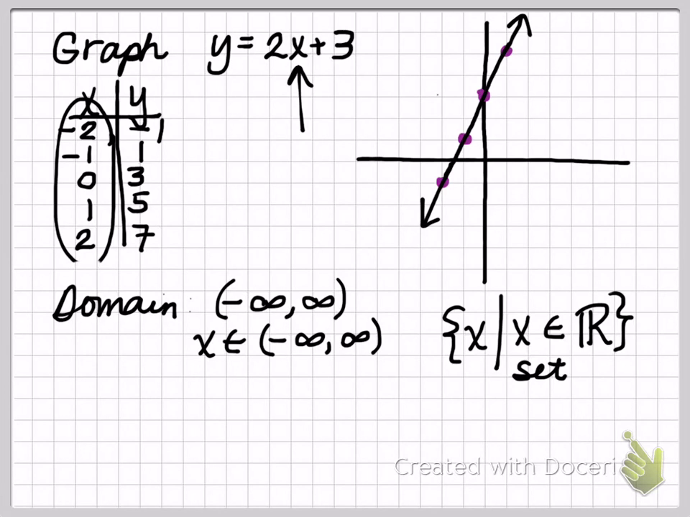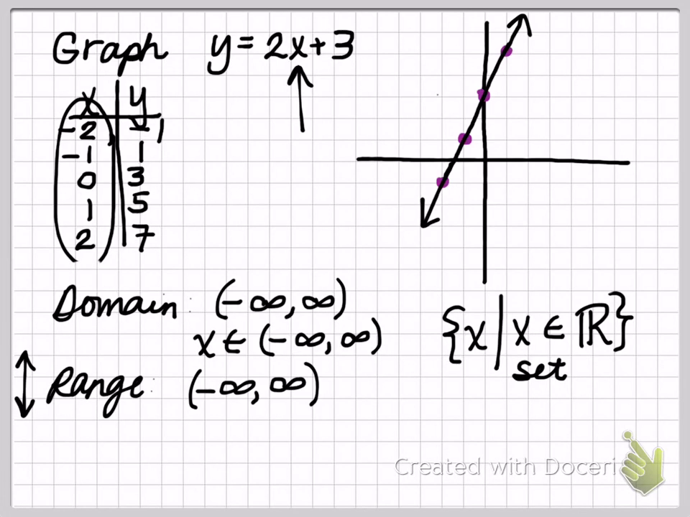And then from our graph, we can also determine the range. Remember, the range are all the possible y values. So you're thinking about the lowest point on the graph and the highest point on the graph. But again, because this graph goes down forever as well as up forever, it also has a range of all reals. So again, you can just write -infinity to +infinity, or you could write y is an element of this interval. That would be fine too.